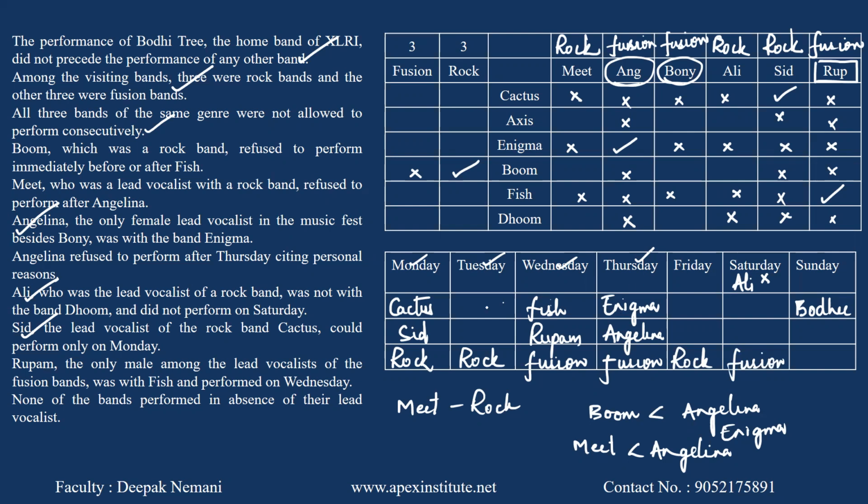Now Meet is performing before Angelina. So you need to have Meet here. And Ali is not performing on Saturday, so Ali is performing on Friday. And who's left? So you have Bonnie performing on Saturday. And we do not know the other fusion bands and rock bands. So this is an open set.